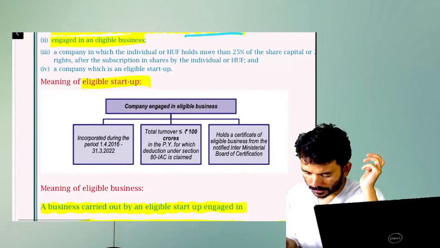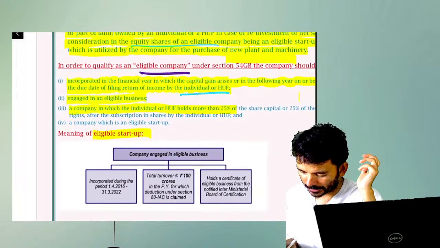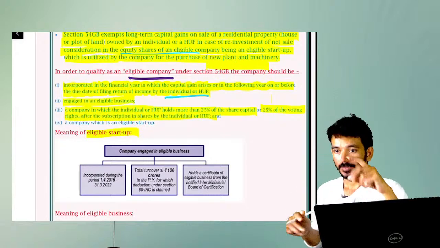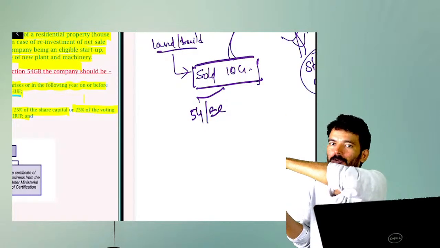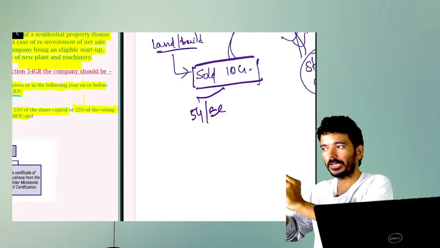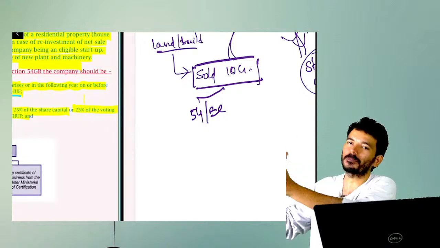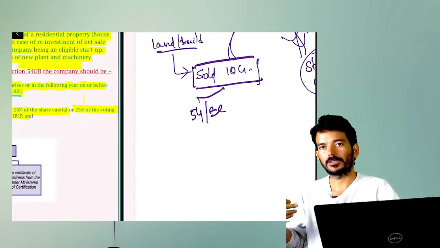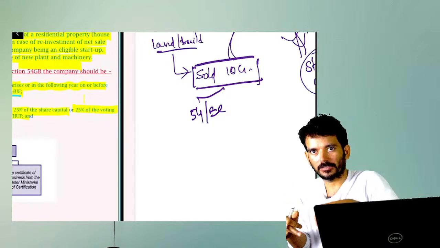And one more thing, a company in which the individual or HUF holds more than 25% of the share capital or 25% of the voting rights after the subscription. Just now I gave one example, right? 10 crores you got, so the entire 10 crores you are trying to put as an investment in a startup. So 10 crores is for 25%, which means the remaining 30 crores you can raise from the general public if you have a good name in the market, or maybe from your friends, or from other resources, other investments, somewhere or other.